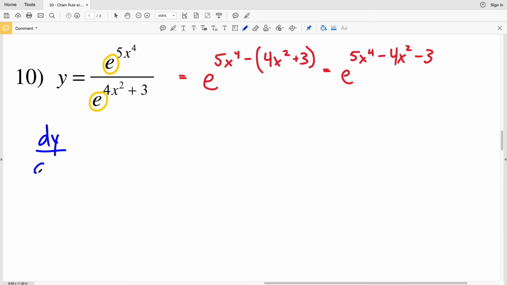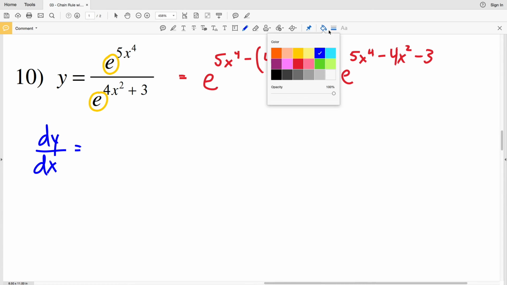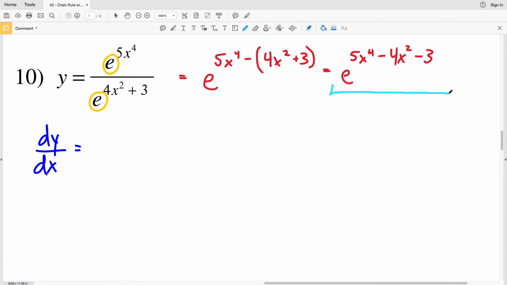Now when finding the derivative, we'll use the chain rule. You can see that my outermost function is e to that inside function of 5x to the 4th minus 4x squared minus 3. So the derivative of e will be e to the 5x to the 4th minus 4x squared minus 3. Because remember, the derivative of e to the u is e to the u. So e to that function, 5x to the 4th minus 4x squared minus 3.